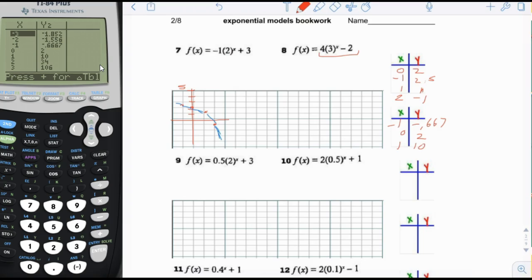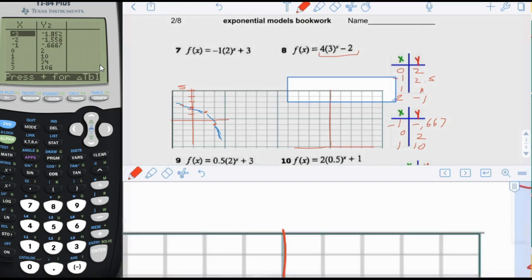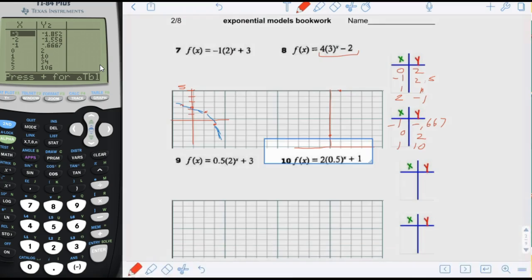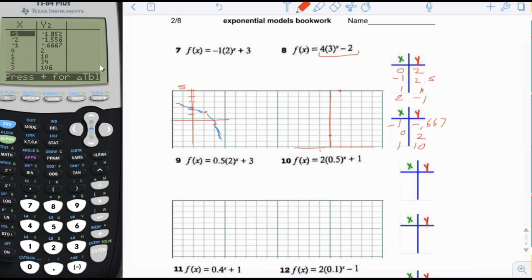Okay, so let's see. I'm going to put 1, 10, that's there. 0, 2, that's there. And then -1, -0.667, it's about there. And then if I was going to drop a curve through that, it looks kind of like that.